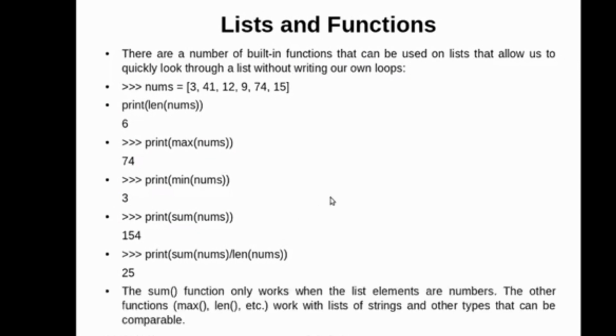The sum function only works when the list elements are numbers. Very important. The other functions, max, len, and min, will work on different integers or even strings and other types, whereas sum is going to work only on elements of type numbers.